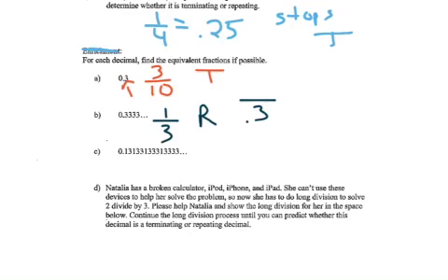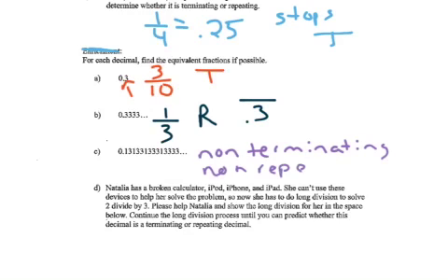Part C is one of those special cases we haven't really talked about yet, how to find the decimals of those, because this is something called an irrational number that we will get into later. So just know that this one is non-terminating and it's non-repeating. But like I said, we will talk about that later.